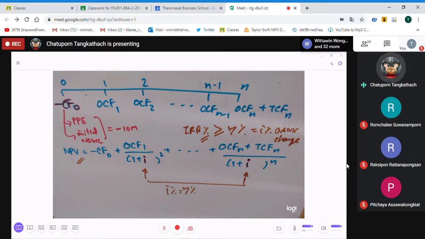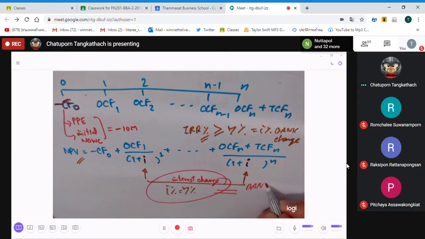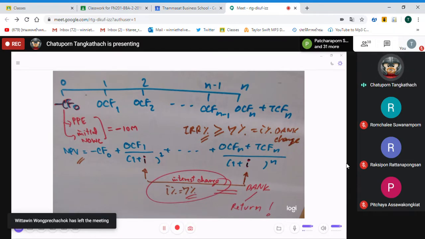Now, what does it mean by the 7% interest rate that the bank charges us? Okay, this is the interest that the bank charges, equal to 7%. What does it mean? From the bank's perspective, 7% here is the return to the bank. Get the point, right? Because the bank lent us 10 million and would like to get back the original principal of 10 million plus the return of 7%. That's why the bank charged us a 7% interest rate.